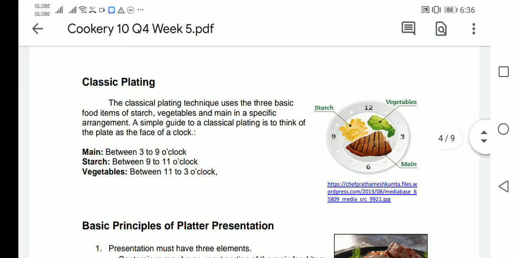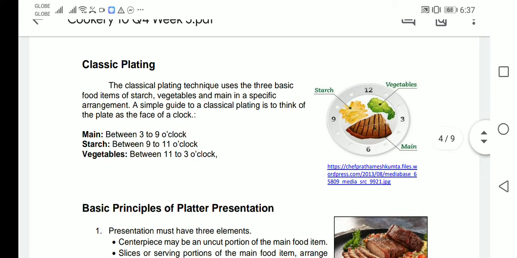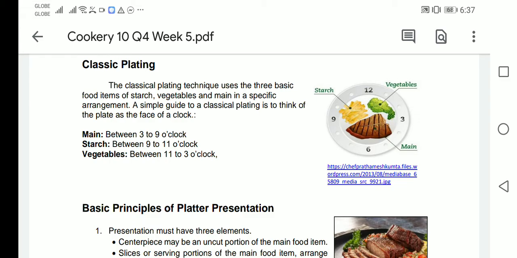Everyone, we are now in week 5 of quarter 4 and we will now discuss the classic plating of food. Okay, so let us start. The classic plating technique uses the three basic food items of starch, vegetable, and the main course.